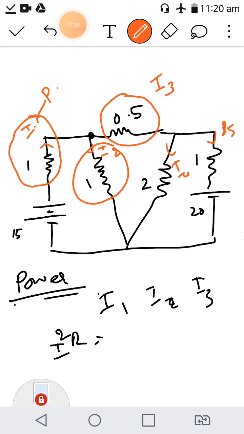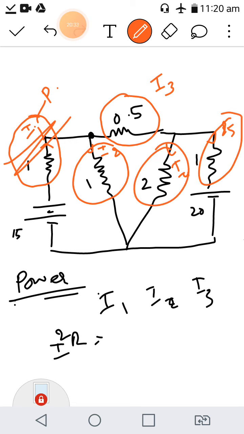Okay. So how will you calculate the total power loss? I1 square into 1 ohm here plus I2 square into 1 ohm here, I3 square into 0.5 ohm here, I4 square into 2 ohm plus I5 square into 1 ohm. So when you add all this, you get the total power. Okay. So using node analysis, first you find out all the branch current. Okay, identify all the independent nodes, use node analysis to find out branch current, and after finding the branch current, you have to calculate the total power loss.